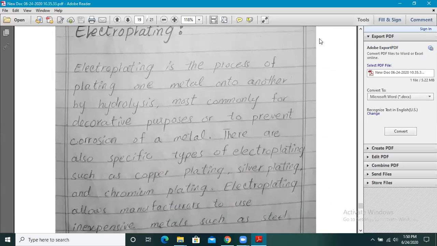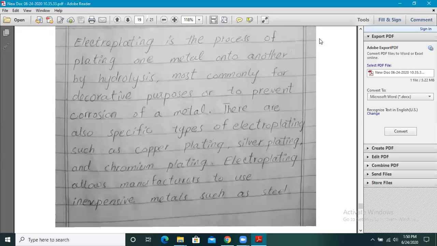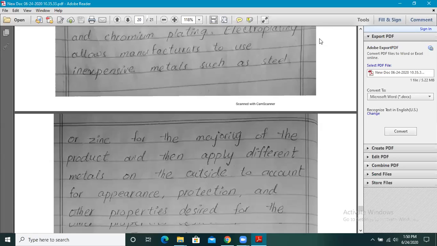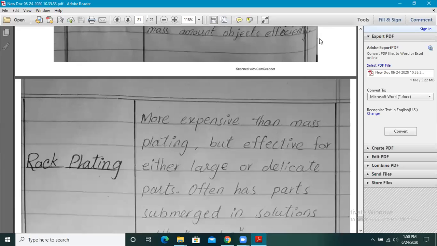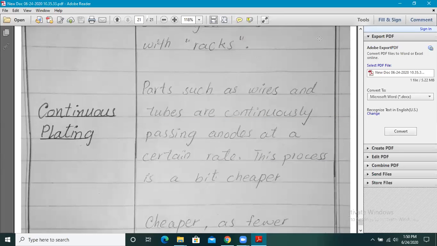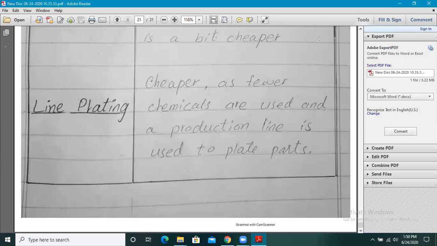Next, we have electroplating, which is a process of plating one metal onto another by electrolysis, most commonly for decorative purposes or to prevent corrosion of the metal. We have the following types of electroplating: mass plating, rack plating, continuous plating, and line plating.